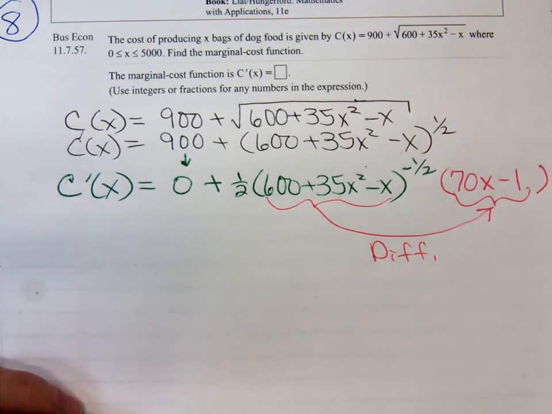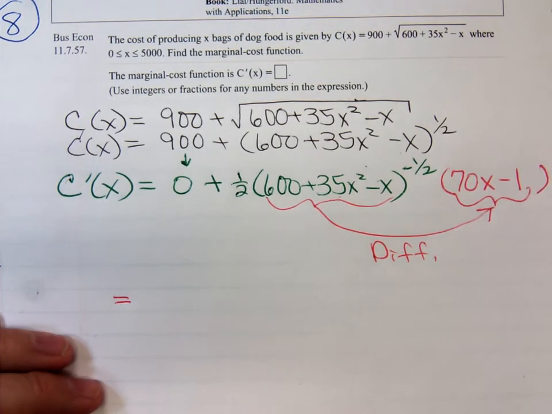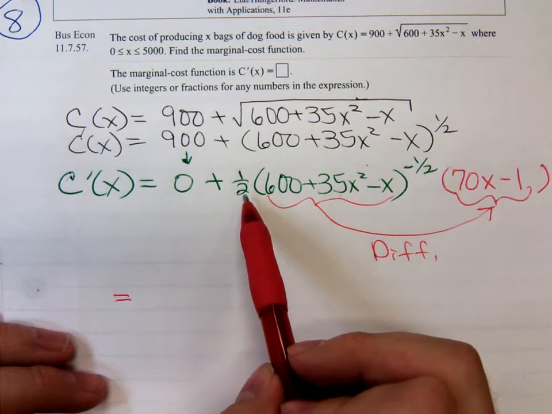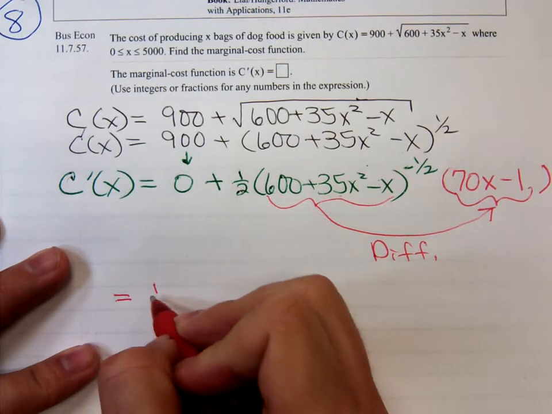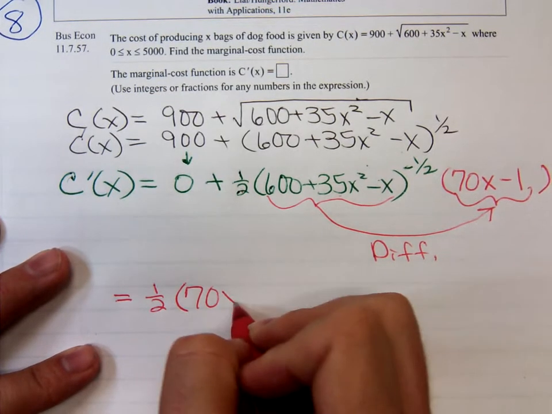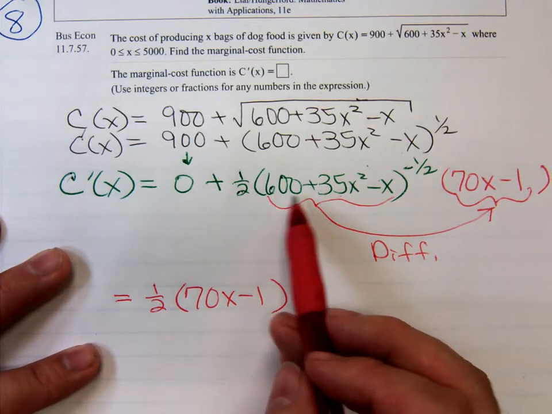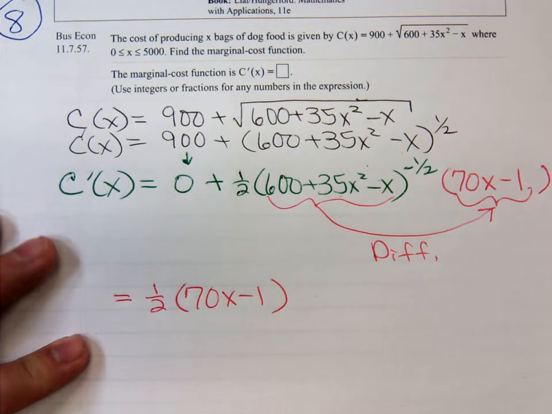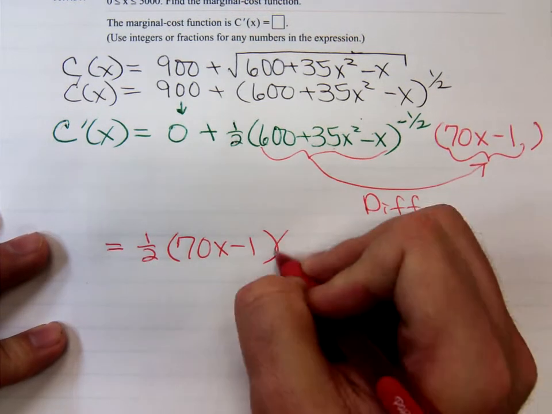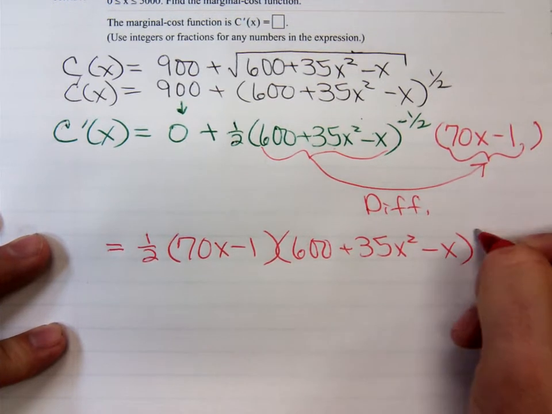And, well, I guess what can we do? I think I'll just write it as 1/2 times 70x minus 1. I'll say it's a 1/2 times the binomial 70x minus 1. And then you still have that 600 plus 35x squared minus x raised to the negative 1/2 power. So we're going up. 600 plus 35x squared minus x raised to the negative 1/2 power.